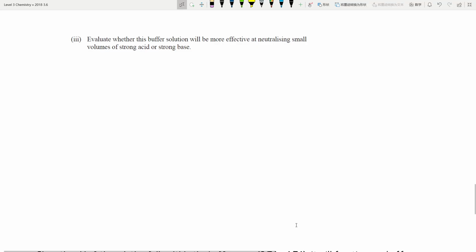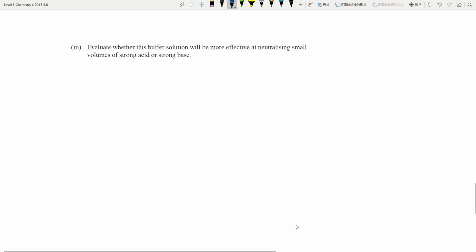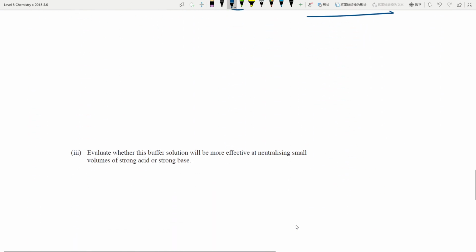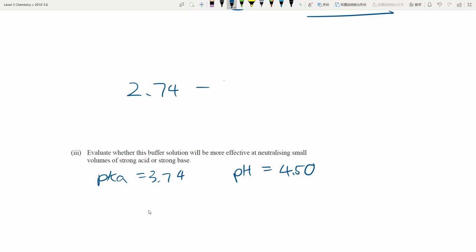Looking at the last one, evaluate whether this buffer will be more effective against small volumes of strong acid or strong base. So let's look at the pH. Your pKa is 3.74. pH is 4.50. Now just remember the buffer region. The buffer region is 2.74 to 4.74. So our pH of 4.50 falls in the range, so it's a buffer.